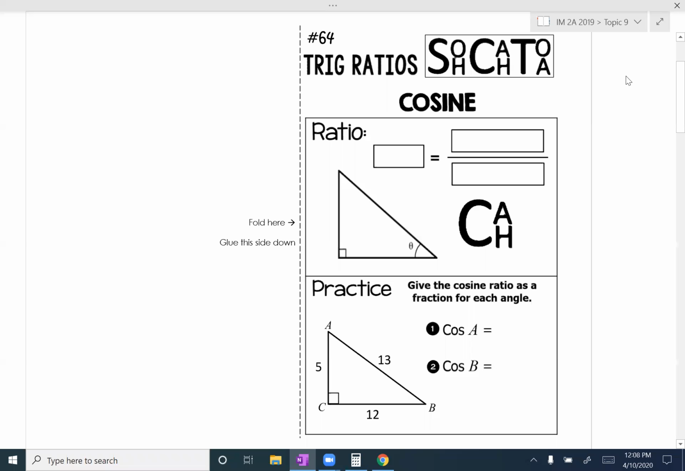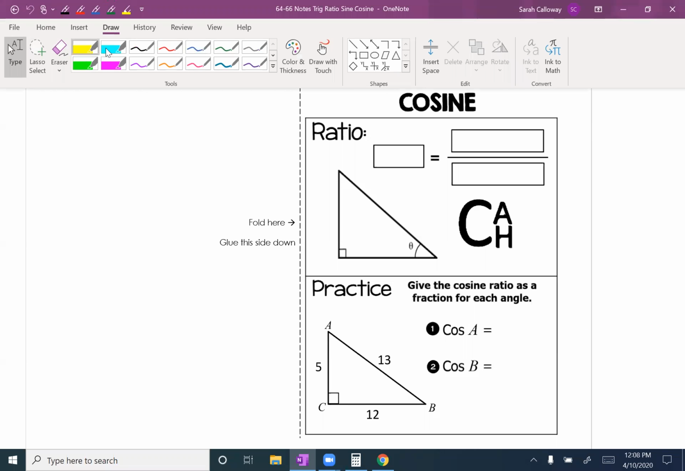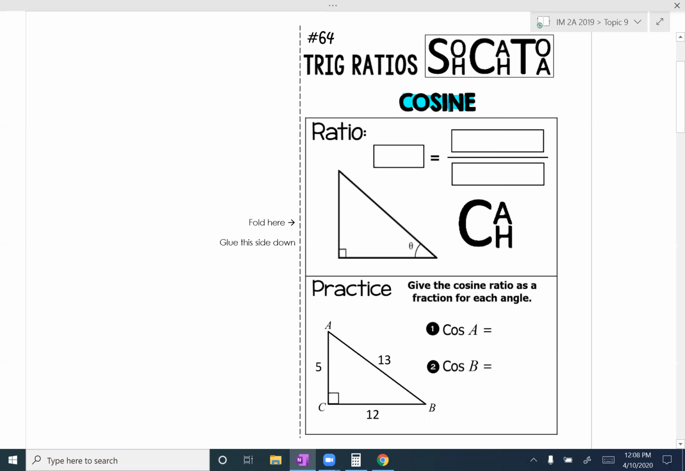Okay, so in this video, we're going to look at page 64, which is the next trig ratio that we're going to talk about, which is the trig ratio cosine. So when we're talking about cosine in our mnemonic device SOHCAHTOA, we're looking at the CAH part of that.